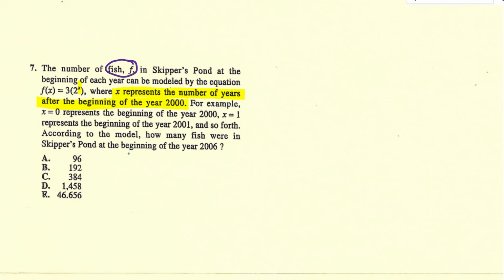So according to this model, how many fish would be in the pond at the beginning of year 2006? So hopefully, seeing that 0 represents 2000, 1 represents 2001, well then 2006 would be if X were equal to 6. So just go back up to your equation and say 3, open your parentheses, 2, use your exponent button on the calculator to the 6, put that in there, and you're going to get B, which is 192.